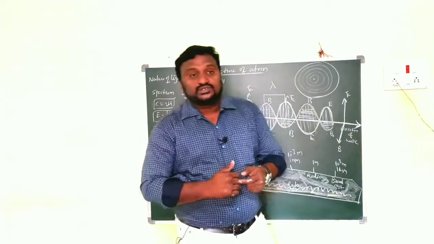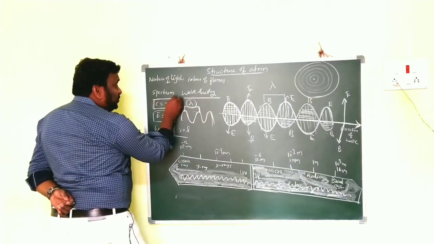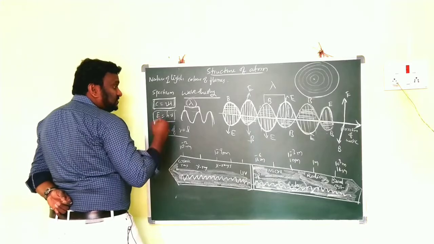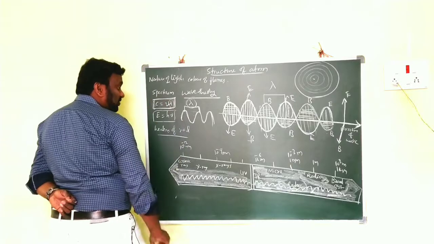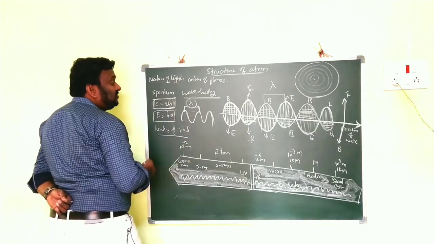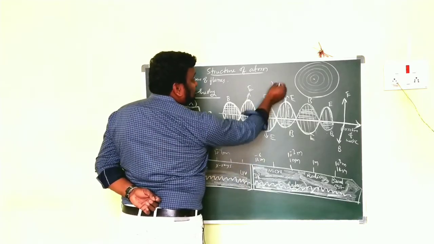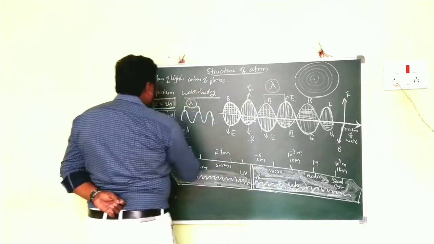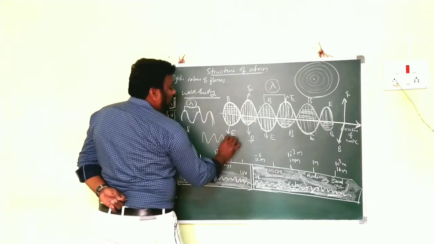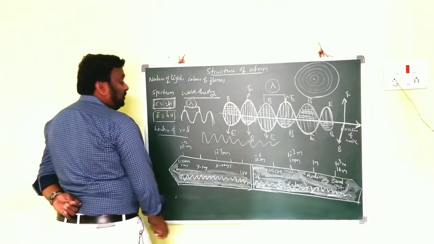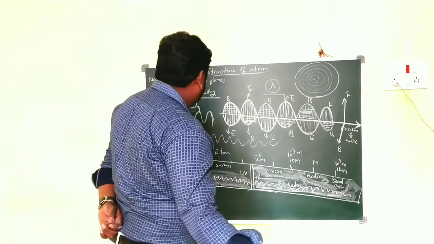Okay children, C is equal to nu lambda. It is the formula I told you. In that, what is C? Velocity of light in vacuum. What is nu? Frequency. What is lambda? Wavelength. How are we defining the wavelength? The distance between two successive peaks is what we call wavelength. And what is the frequency? The number of peaks developed in a particular time is what we call frequency, children.